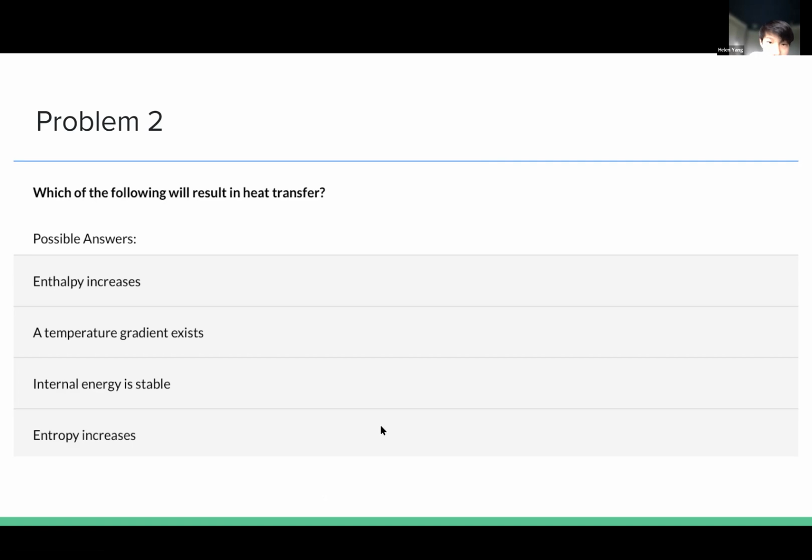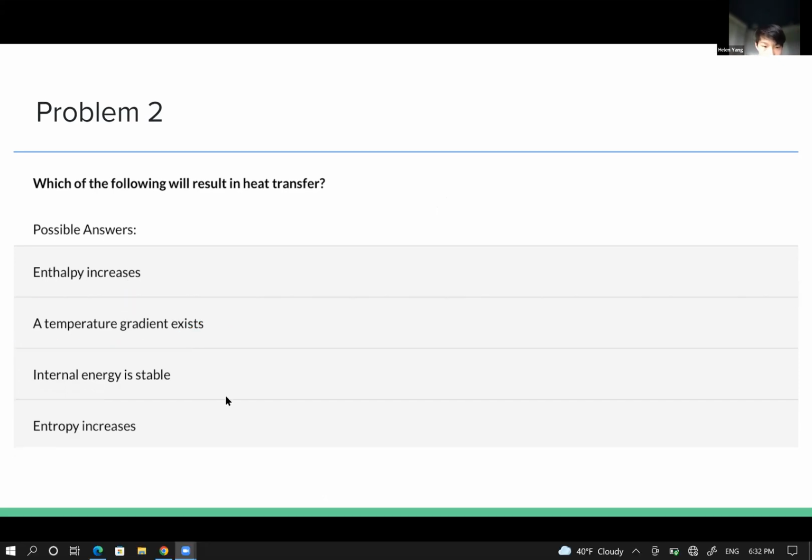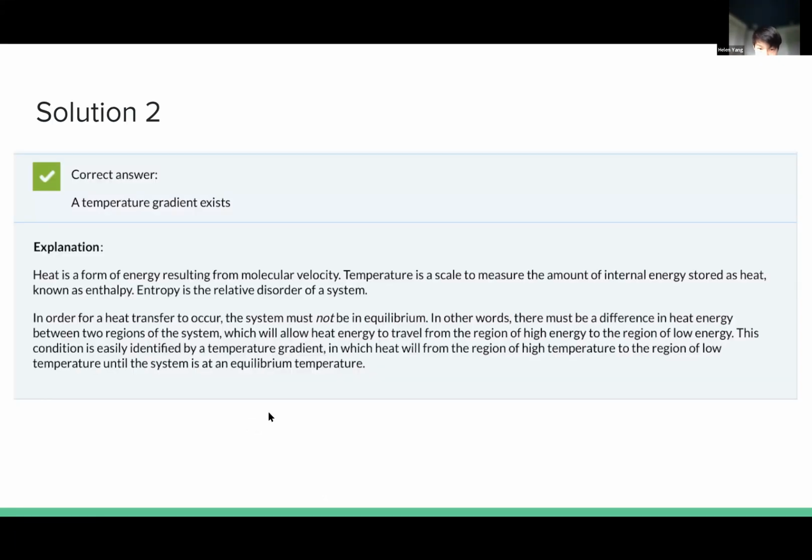This question says, which of the following would result in a heat transfer? It would be two, this one, because of a temperature gradient. Heat transfer is when heat transfers from hot to cold, and that's exactly what the temperature gradient is. I'll let you read the solution here.